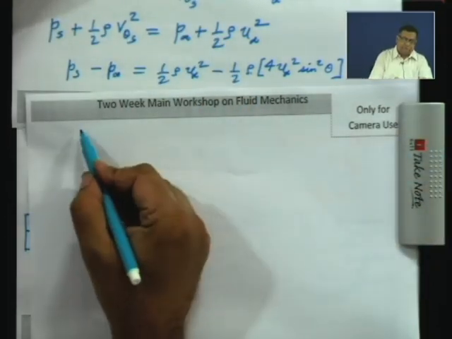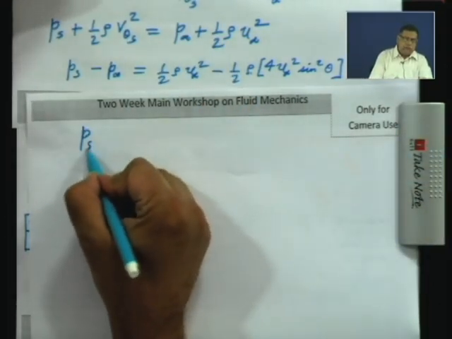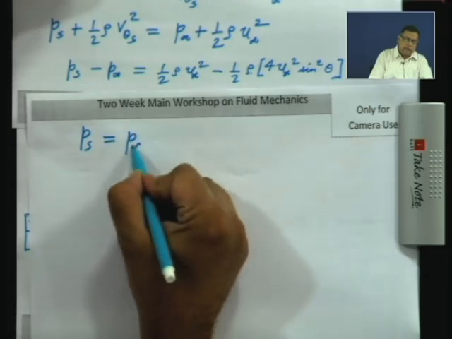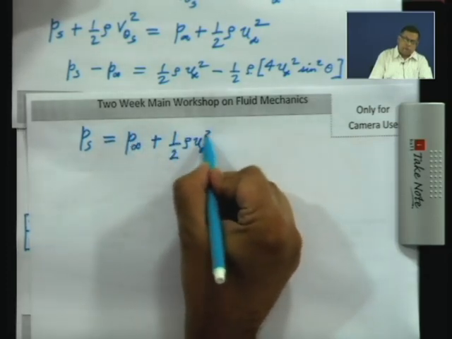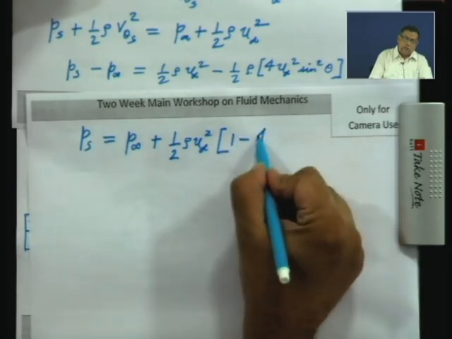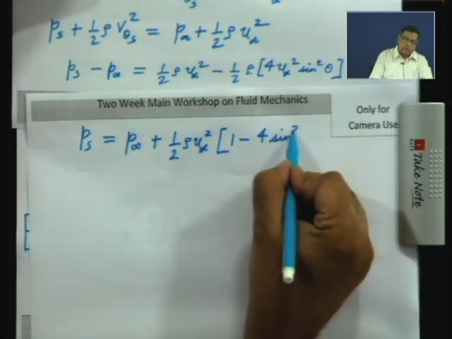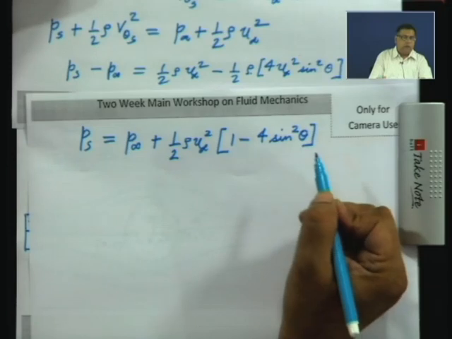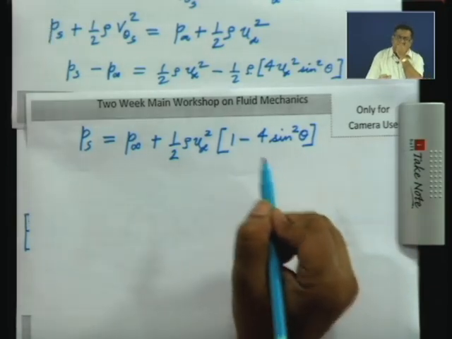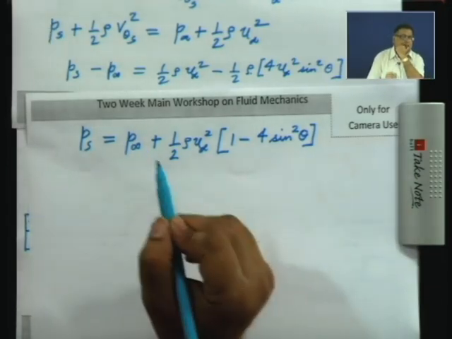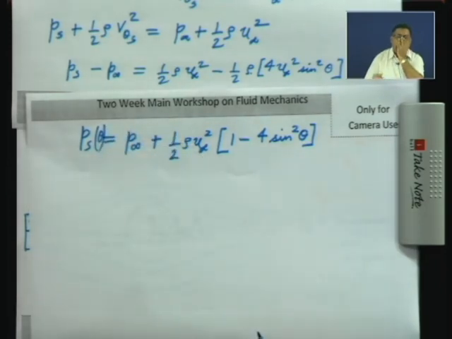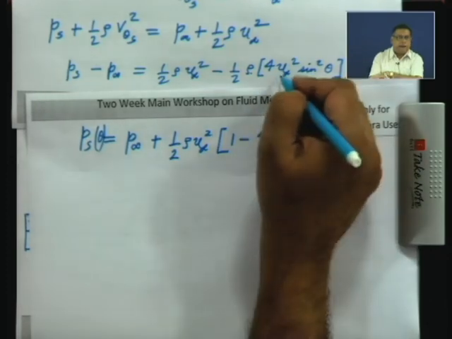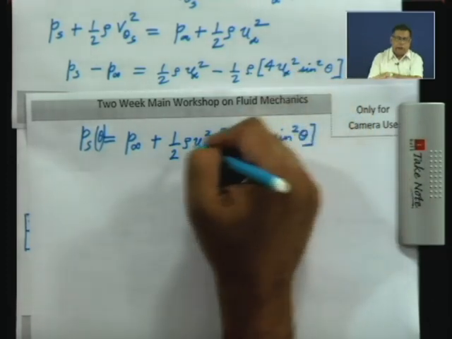So, P s one can write as P infinity plus half rho infinity squared into 1 minus 4 sin square theta. So, this tells you how P s varies with theta. So, P s is a function of theta. What I have done is I factored out this u infinity squared and taken a common factor.